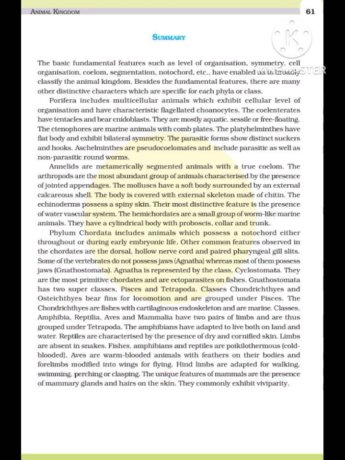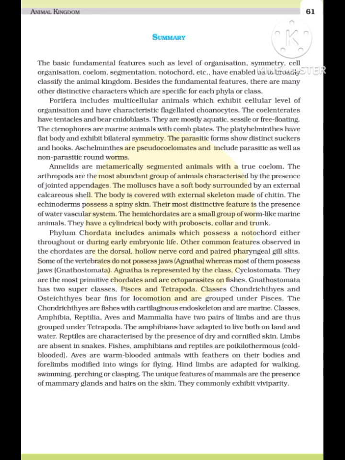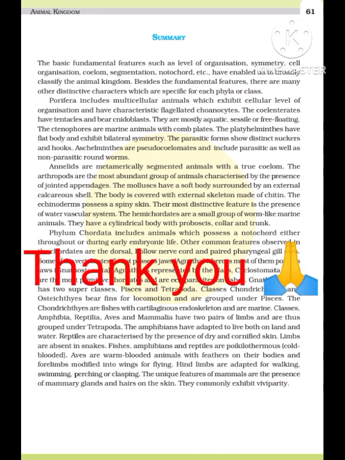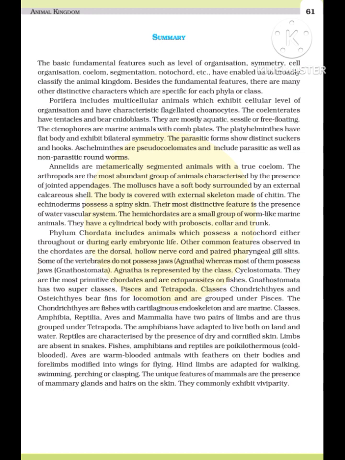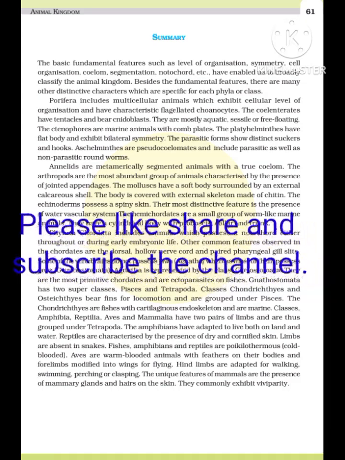The hemichordates are a small group of worm-like marine animals. They have a cylindrical body with proboscis, collar, and trunk. Phylum Chordata includes animals which possess a notochord either throughout or during early embryonic life. Other common features observed in the chordates are the dorsal, hollow nerve cord and paired pharyngeal gill slits. Some of the vertebrates do not possess jaws, Agnatha, whereas most of them possess jaws, Gnathostomata.